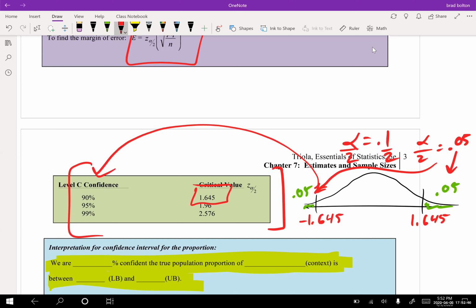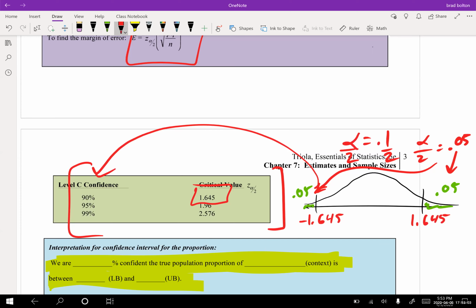Okay, just so you guys know, you could do this for any of these. If you wanted to do 95%, then your alpha is 5% or 0.05. You take 0.05 and cut it in half, and you get 0.025. That's where we get 1.96 from if we do inverse norm.